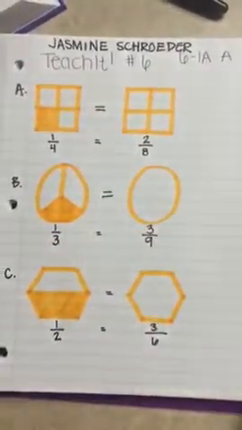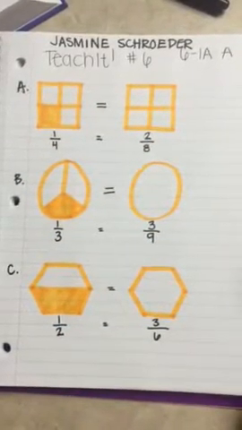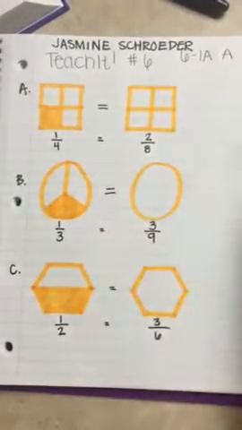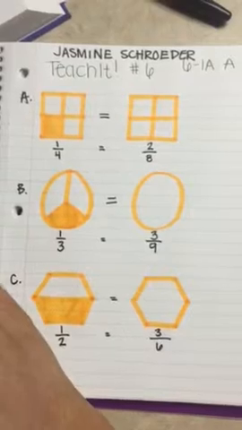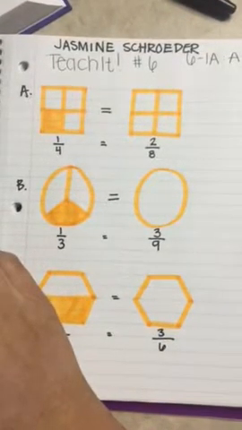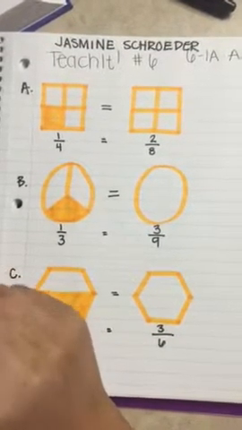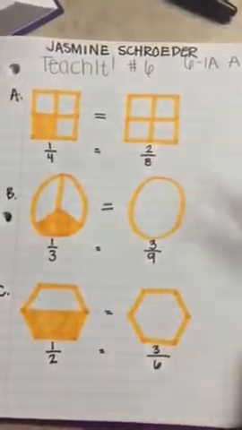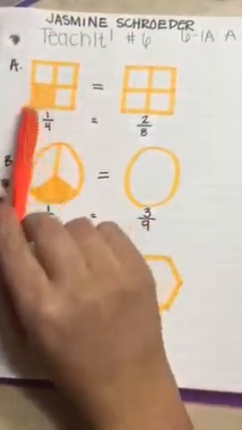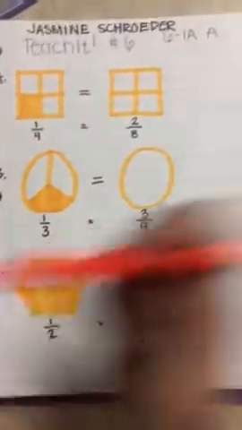Alright, this is TeachIt video number 6, problem 6-1A, number 6. The question reads, in each case, subdivide the whole shown on the right to show the equivalent fraction. So here we've got a fourth, and I accidentally already drew in the fourth there. But you can see we've got 1/4 of this square shaded, which I've used the orange marker to show.